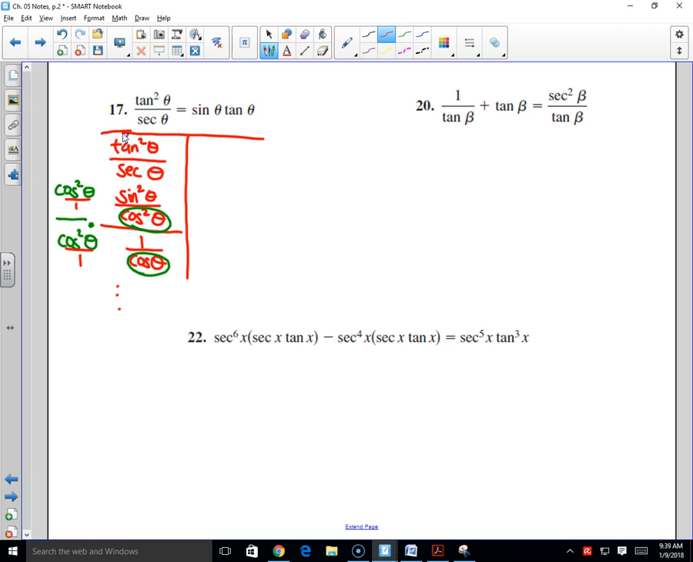That cosine would cancel with one of those. Both of those would cancel with both of those. With sine squared over cosine, my hint: make sine squared sine times sine. See if that works.